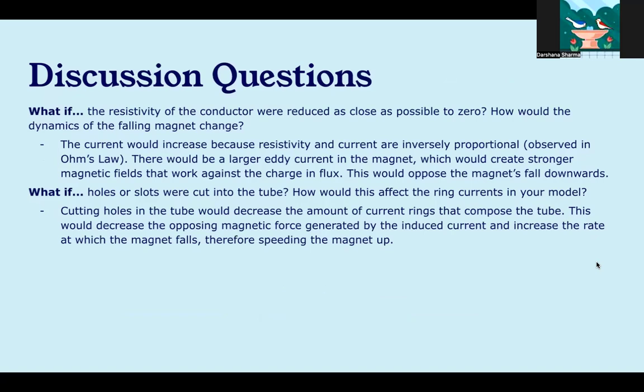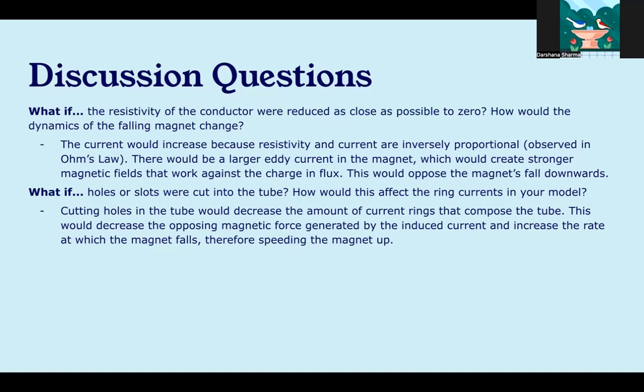If the resistivity of the conductor were reduced, the current would increase because resistivity and current are inversely proportional, as seen in Ohm's law. This would mean a larger eddy current in the tube, which creates stronger magnetic fields that work against the change in flux, which would oppose the magnet's fall downwards and slow it down.